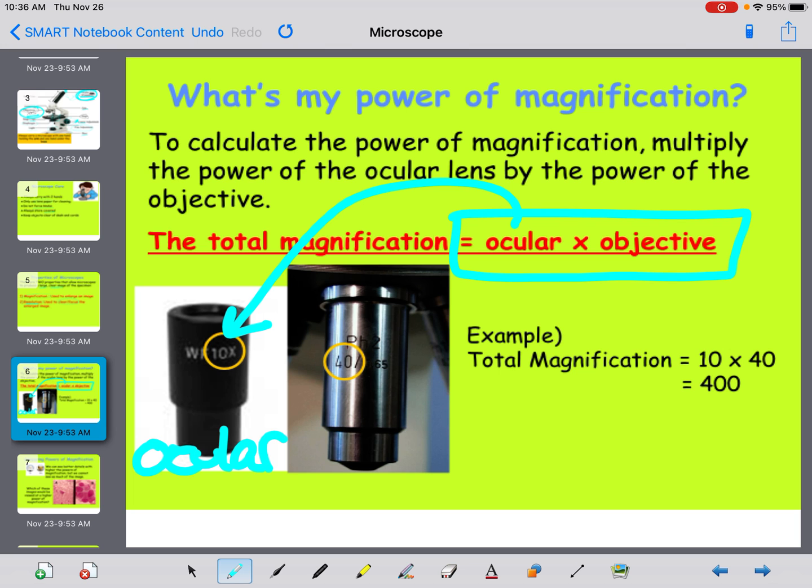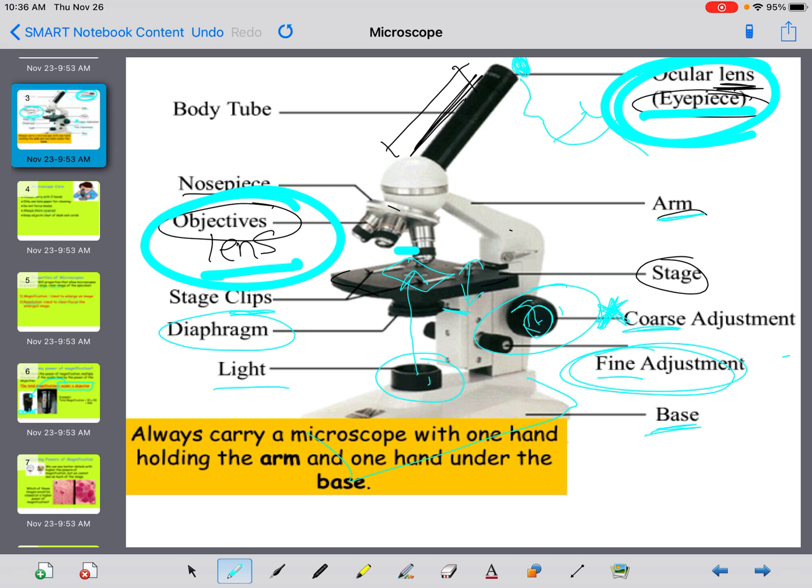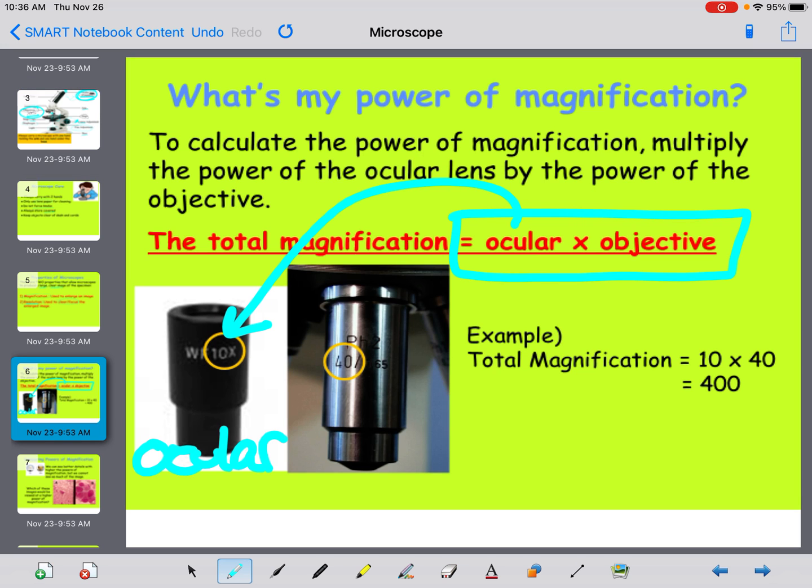The objective lens is going to be different depending on which one you're using. Remember, there's 4 different options. It will always be written directly on the side. Here, this is an objective that's 40 times magnified. So if the ocular is 10 and the objective we're using is 40, our total magnification is 400 times. That means when we're looking at our specimen, it's been zoomed in 400 times.